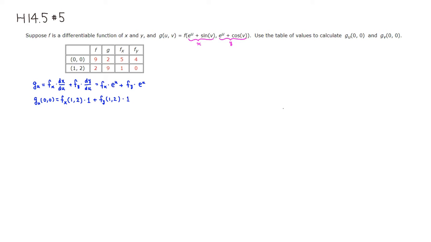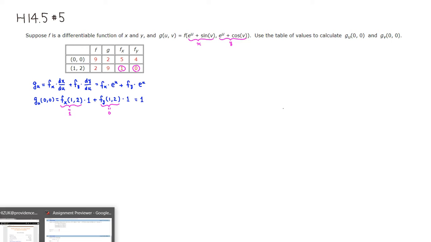Then if you look at the values, the partial of f with respect to x at 1, 2, so that's this one, is equal to 1. And the partial of f with respect to y at 1, 2, the value is 0. So this one is actually 0. So we have 1 times 1 plus 0 times 1, so it's going to be 1.